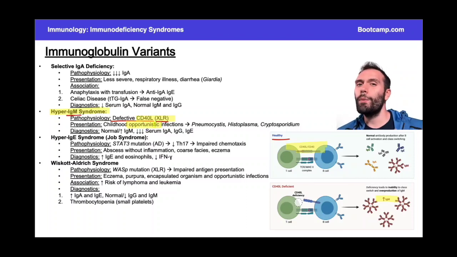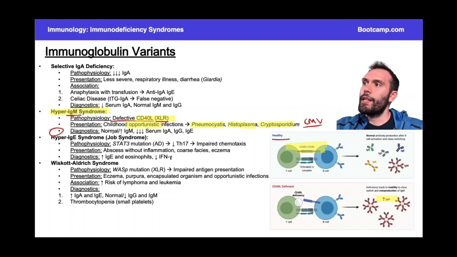And childhood opportunistic infections, right? Opportunistic being infections we normally wouldn't expect to see, right? Pneumocystis is very classic, histoplasma, cryptosporidium. The other big one here that you want to remember is also going to be CMV. Okay, so these four are all going to be very classic in hyper IgM syndrome.